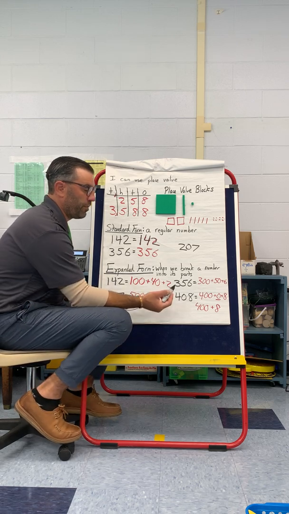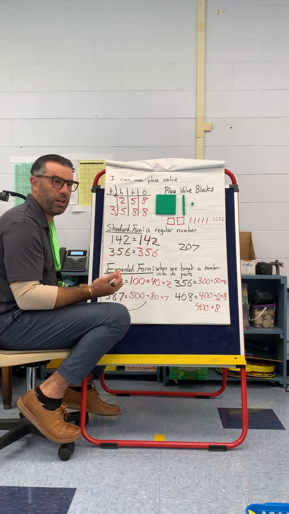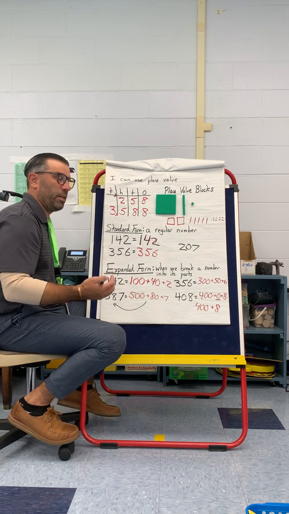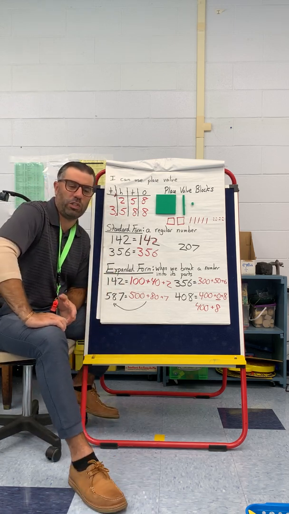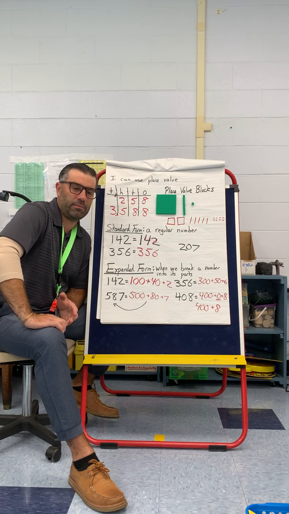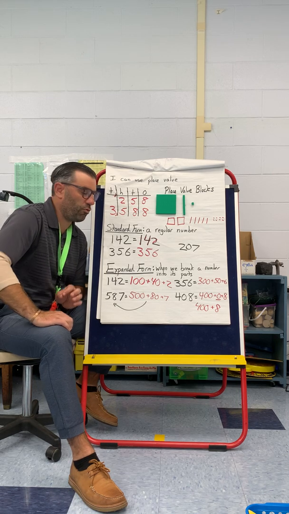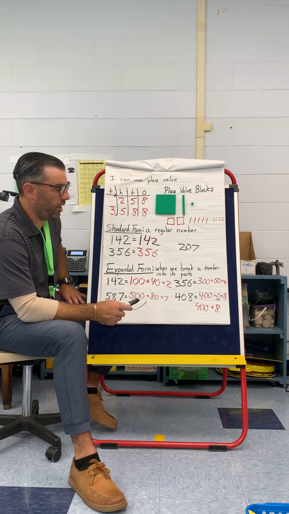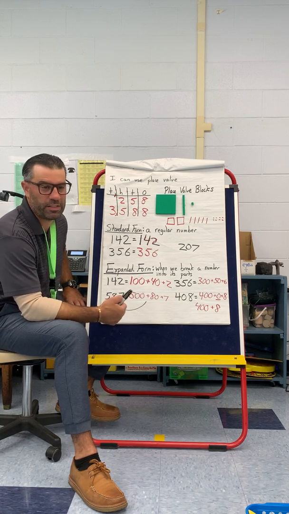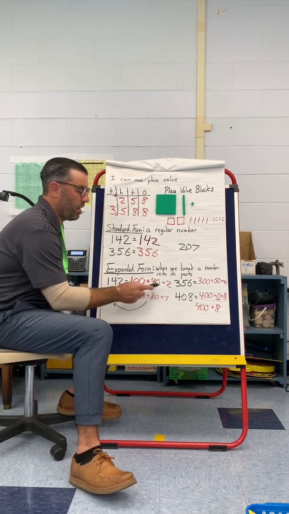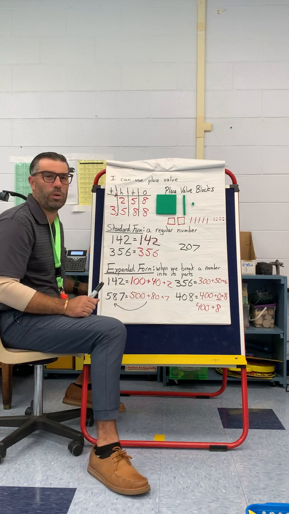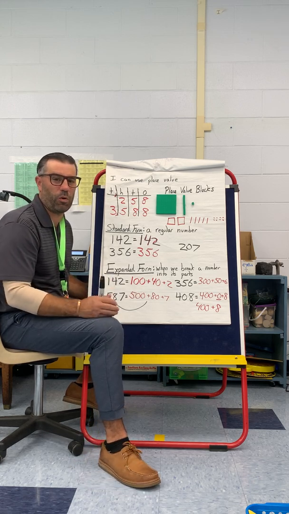So I have 356, it would be 300 plus 50 plus 6. And I think a really good way to think about this is you write it the way you say it. So if you want to write it out, you write 356, just say it slow: 300, 50, 6. Just add some plus signs in between. And that's what we call expanded form.